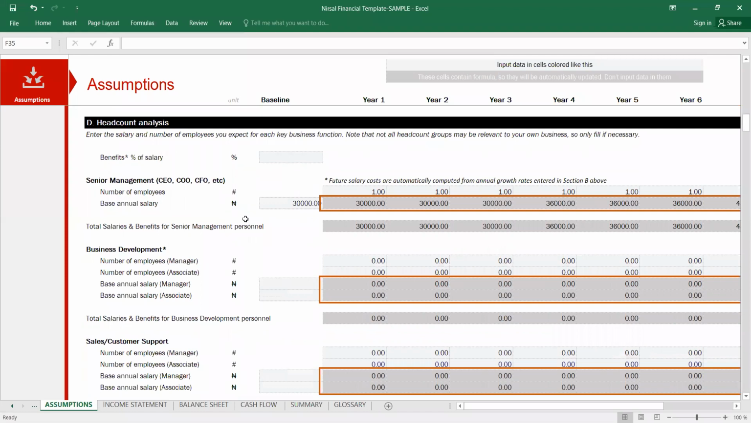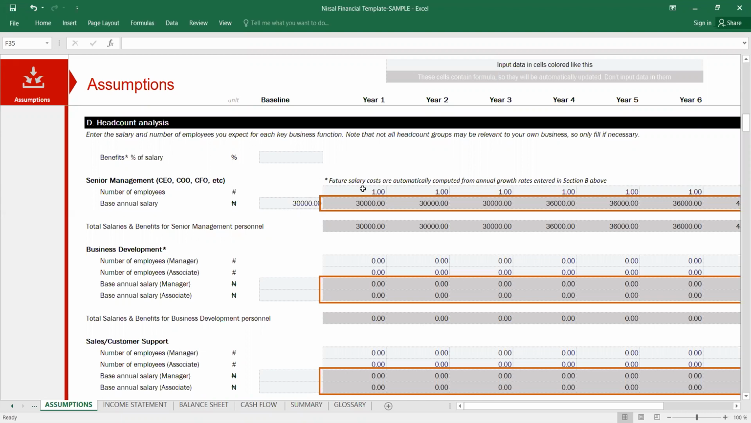Then this is salary for the management. The CEO said he will pay himself 30,000 per month. So you don't need to fill all these places. All the shaded portion should not be filled. If not, you will alter the formula. It has been formularized. So you input the baseline salary here.